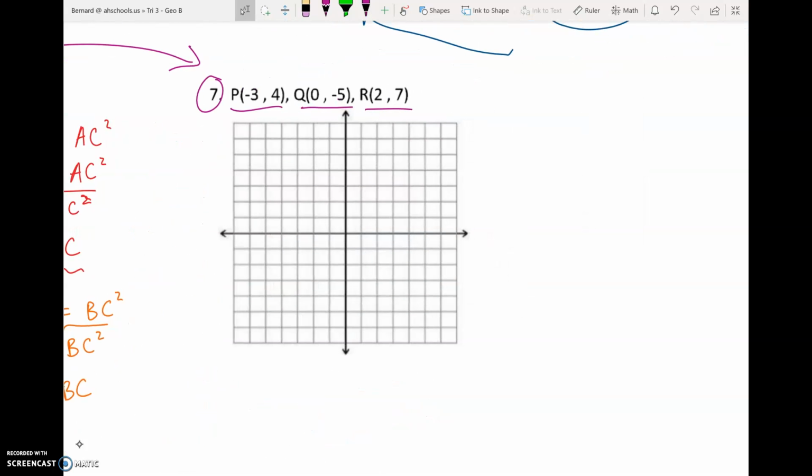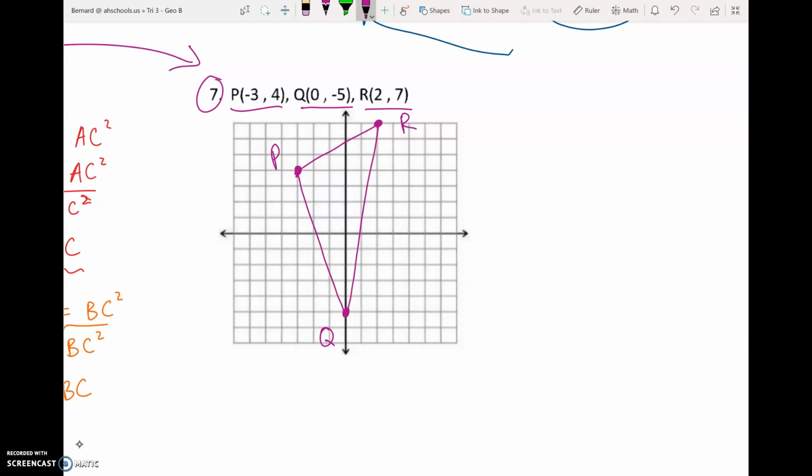So P is at negative 3, 4. So we'd go left 3, up 4, put a dot there. That's where our P is. And then Q is right and left 0, and then down 5, put a dot there. There's Q. And then R is right 2, up 7. Puts us right at the top. So that's R. And now we can connect those dots. And there's our triangle, right?